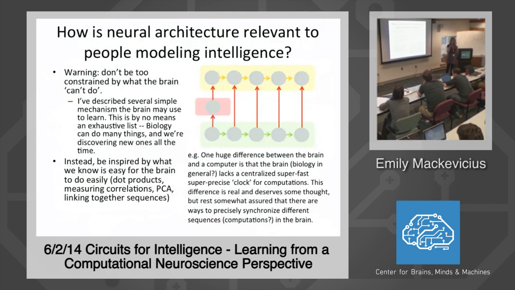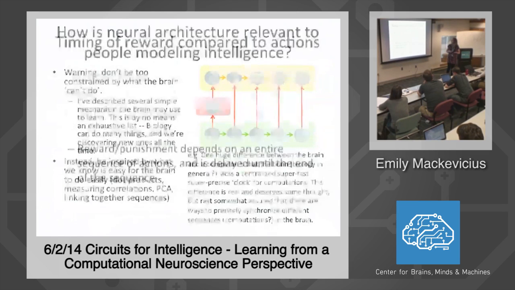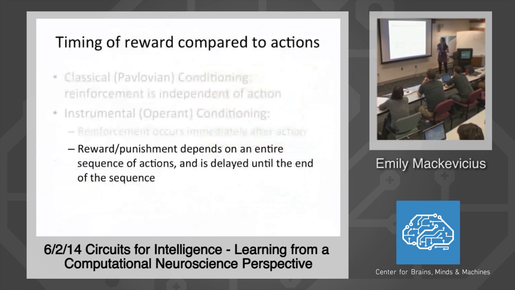We know it's very easy for the brain to do things like dot products, measuring correlations. We just saw PCA, linking sequences together, for instance, like timing-dependent plasticity, where one event happens, then the next, and the next. There are certain things like this that are very easy for the brain to do, though they're by no means the only thing the brain could possibly do.